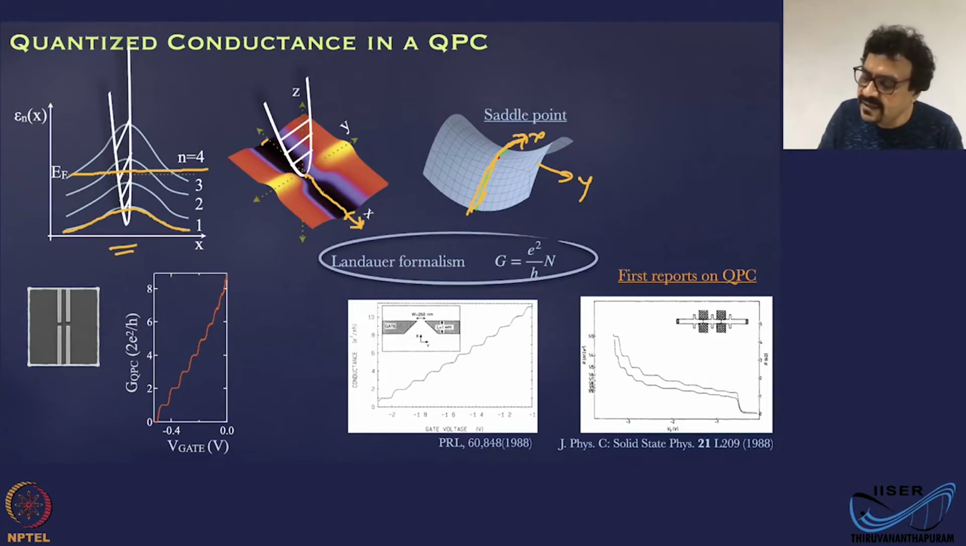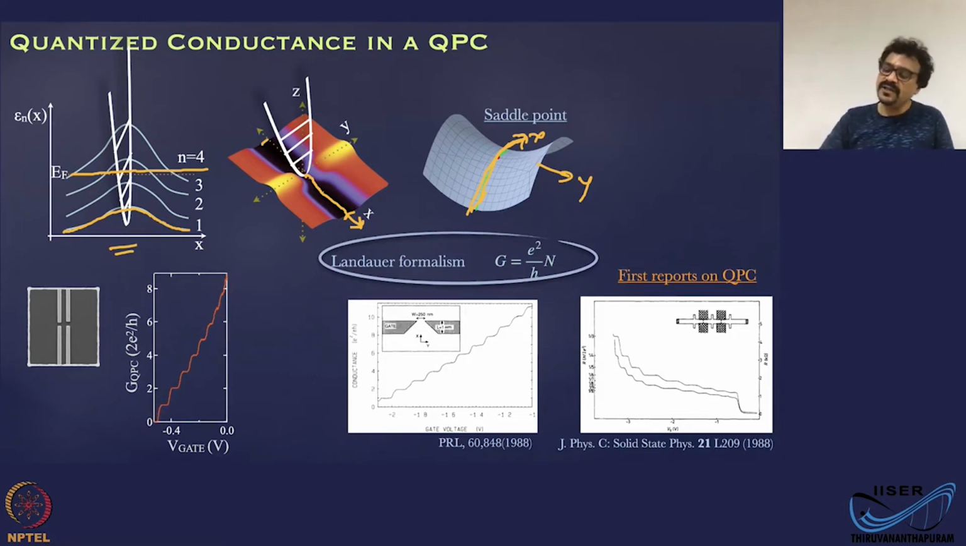So when you vary the gate voltage, you will sweep these levels across the Fermi level one by one, so that you will have a lower and lower number of channels available for transport. The number of channels available for transport will reduce in an integer fashion, and that's going to cause a step-like behavior in the reduction of conductance.